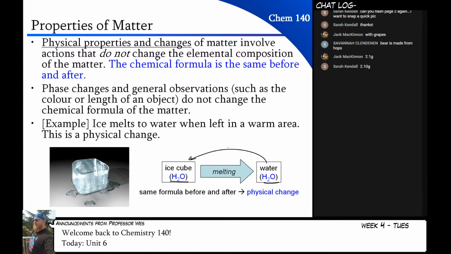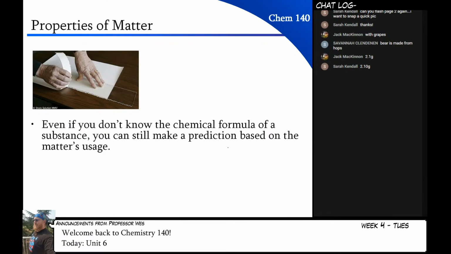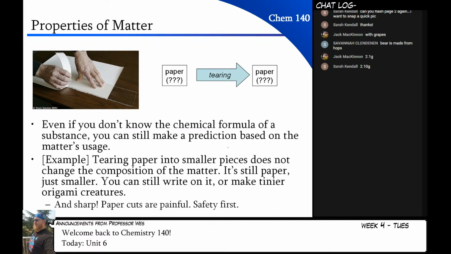For stuff that you don't know the formula of, that's where your intuition comes in. So, for example, if I take paper and tear it, even though I don't know what the formula is, I might be able to say, oh, it's like cellulose and stuff. But if I look at the paper that I tear and try and do the same things that I would normally do to paper, like, could I fold it? Yeah. Could I write on it? Yeah. What else do you do with paper, right? Fold it or write on it. So this must be a physical transformation too.